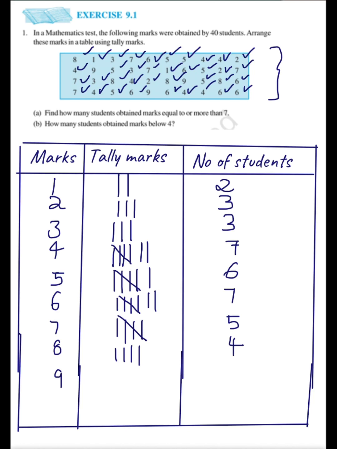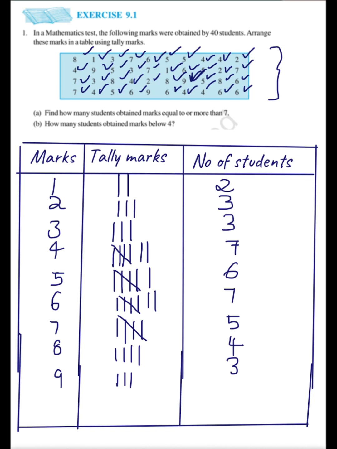Now 9. 1, 2, 3. 9 is here. So 3. 1, 2, 3. Okay. In this way you will make the table.